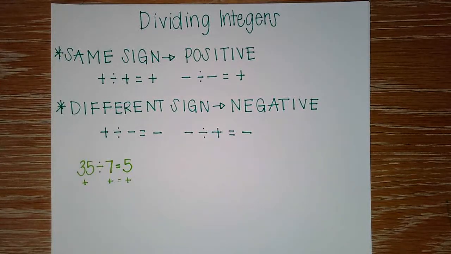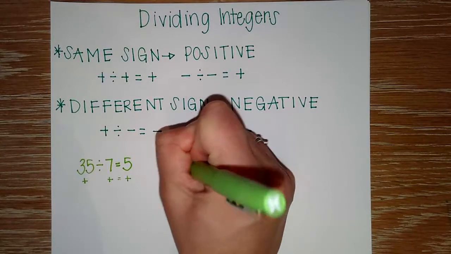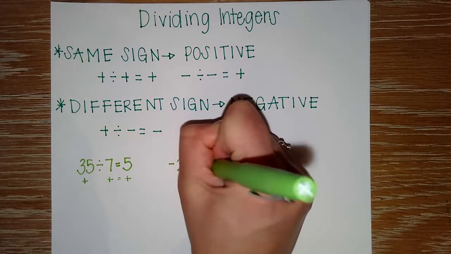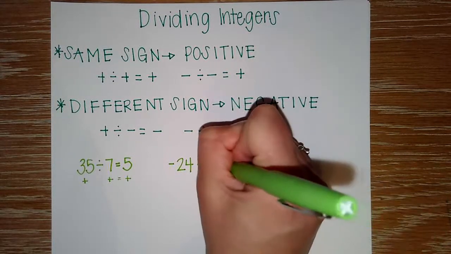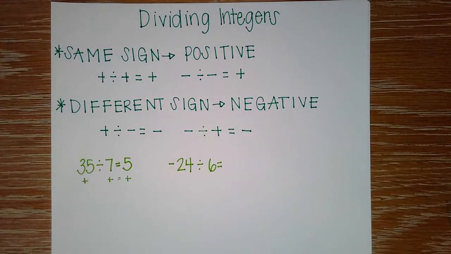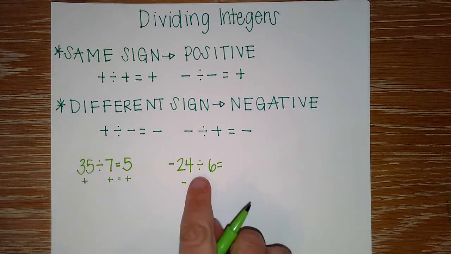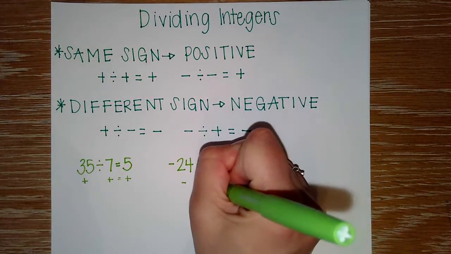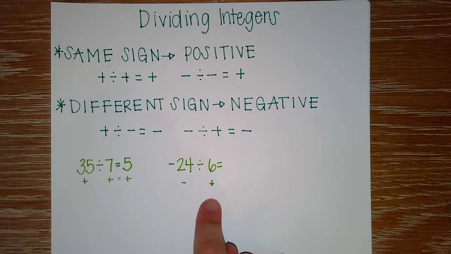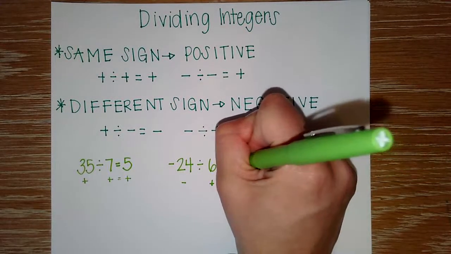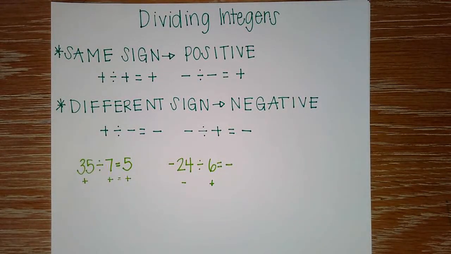All right, let's try another one here. If I have negative 24 and I'm dividing it by positive 6, what will my quotient be? Well, here I start with a negative and I divide it by a positive. Those signs are different, meaning our quotient is going to be negative.